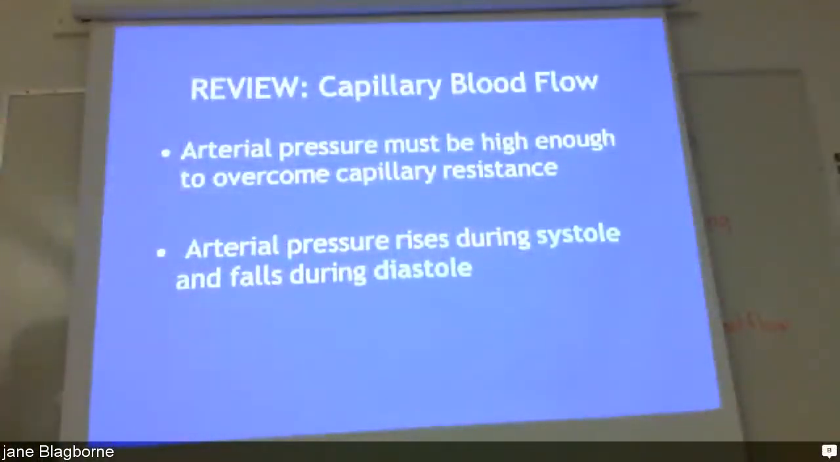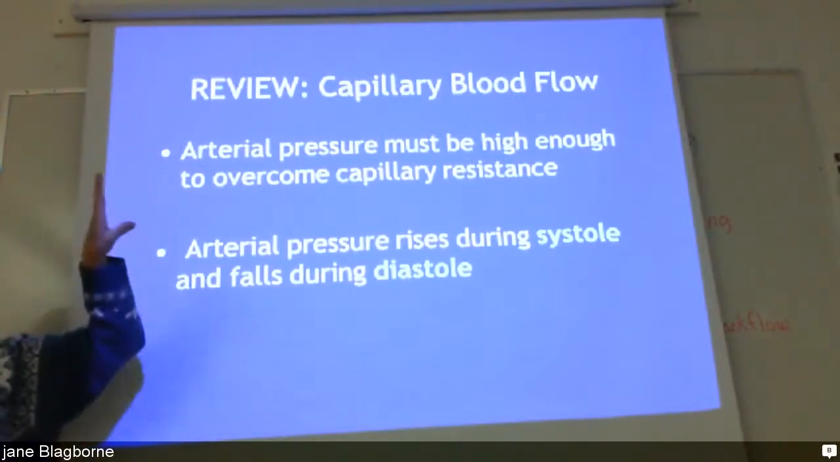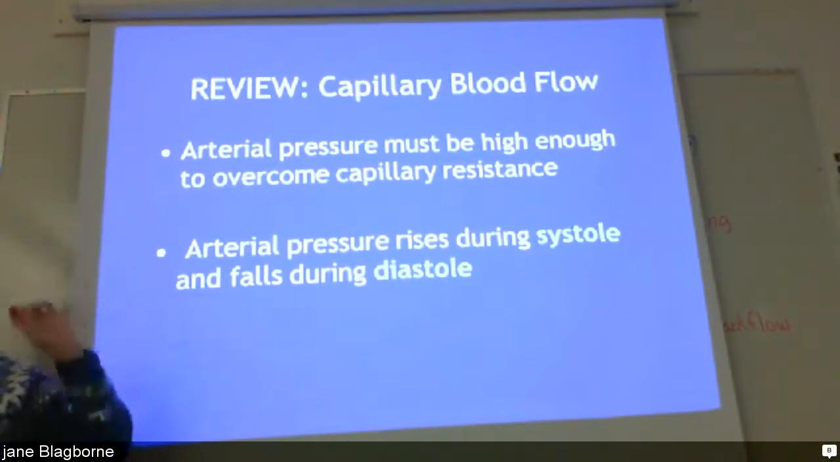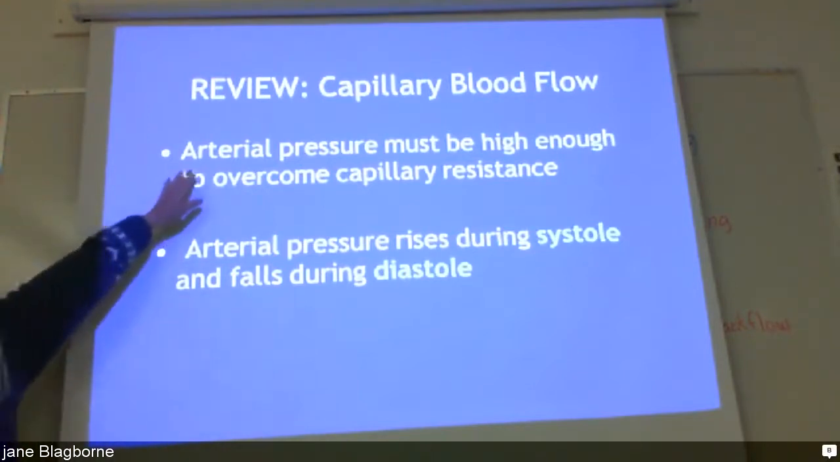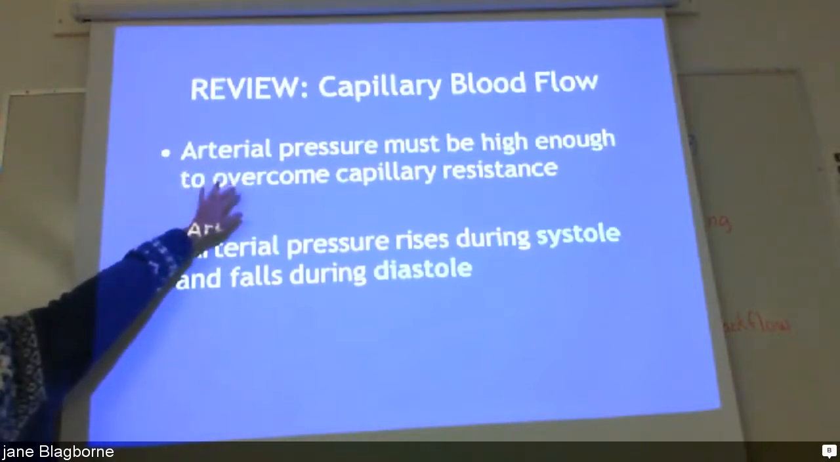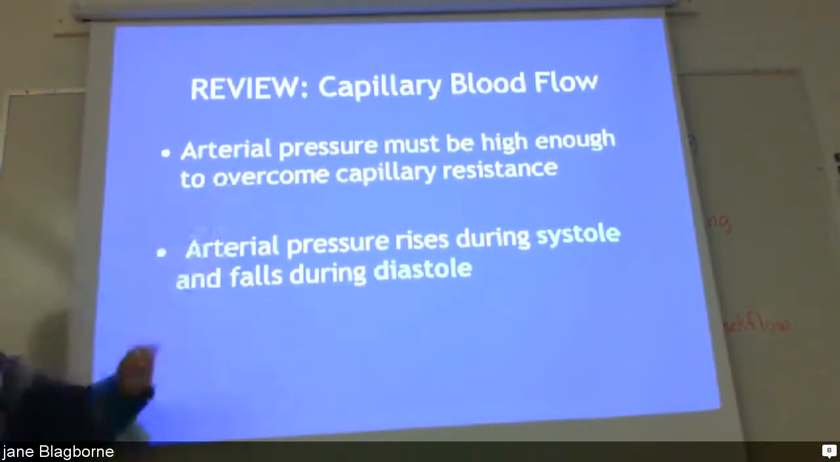And the arterial pressure has to be high enough to overcome the capillary resistance to get the blood to flow through the capillaries and then back up into the veins. So if arterial pressure wasn't high enough, you would get edema, right? Because it's not going through very well.